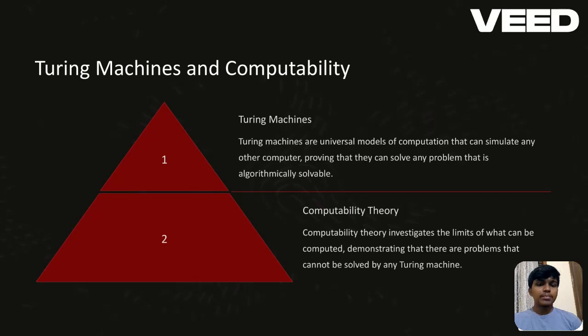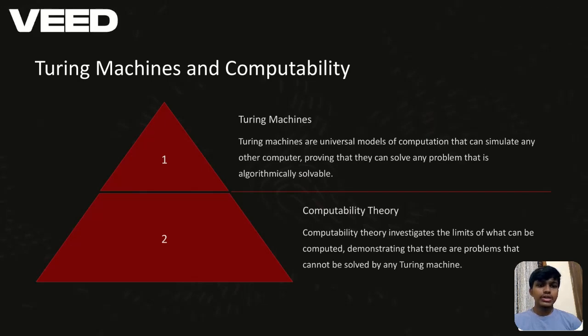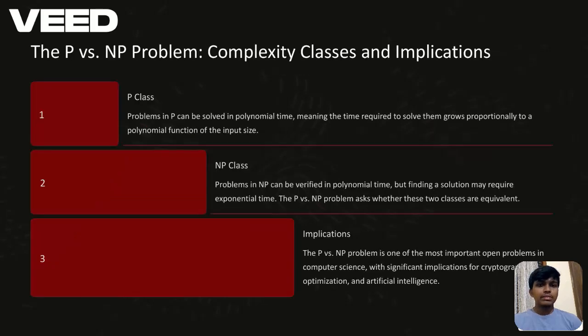Turing machine and computability. Turing machines are universal models of computation that can simulate any other computer, providing that they can solve any problem that is algorithmically solvable. Computability theory investigates the limits of what can be computed, demonstrating that there are problems that cannot be resolved by a Turing machine. And the P and NP problem, complexity classes and implications.